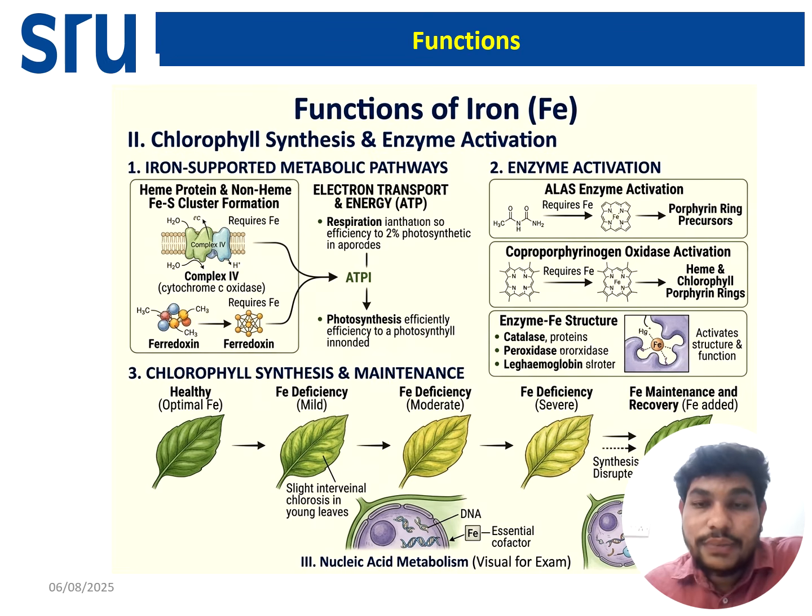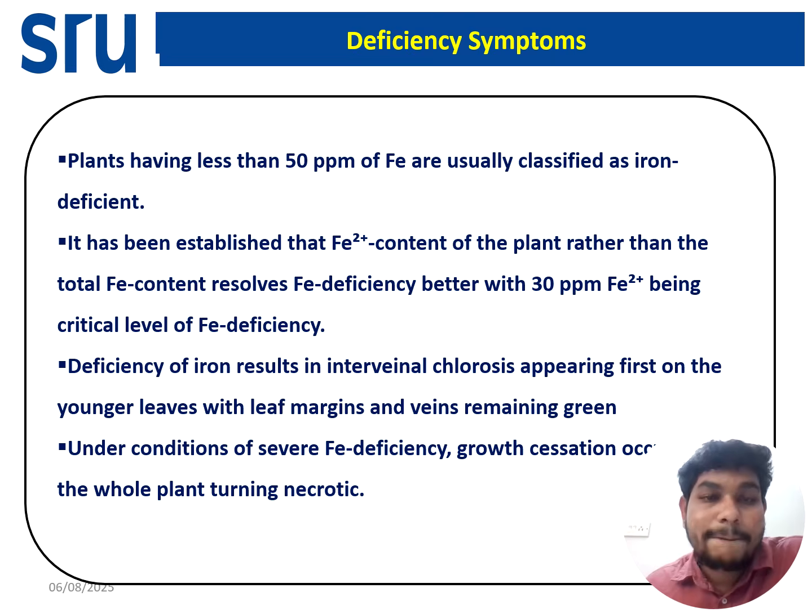Here we see the complete ALAS enzyme activated by iron and converted into the porphyrin ring. Also this one, the coproporphyrinogen oxidase enzyme, which is acted on by iron, and these two enzymes are responsible for chlorophyll formation. Then coming to the deficiency symptoms of iron.